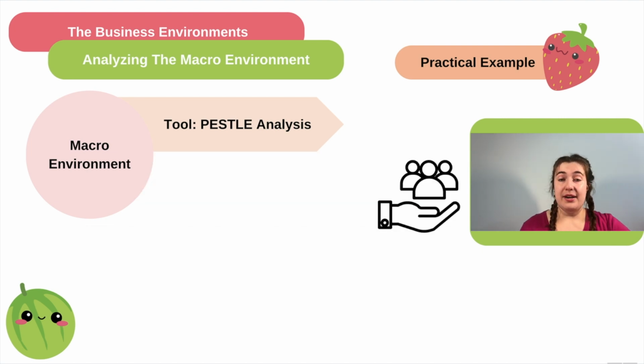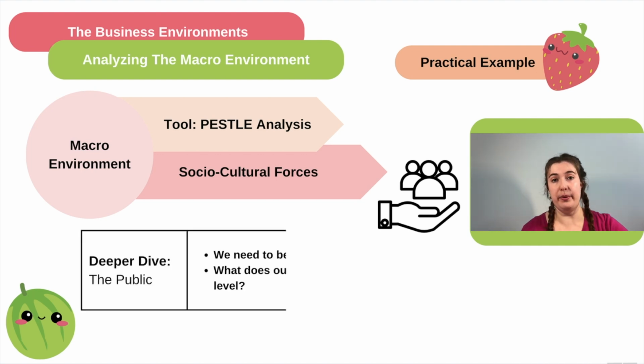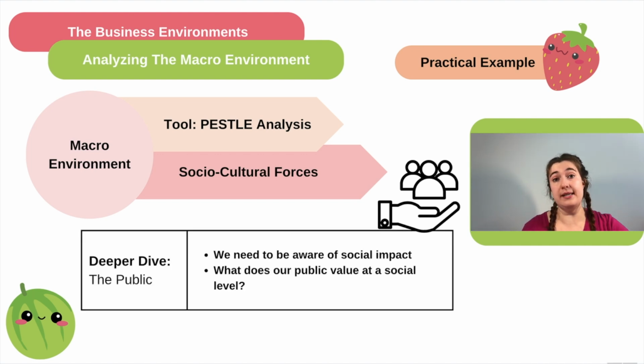Now we're going to be looking at our socio-cultural factors. So what does it mean for us? Well, we're going to be doing a deeper dive on the public. Remember how I mentioned that social impact is very important? Well, we need to be able to see what is impacting our society in general. What is it that they're valuing? Are they valuing nutrition? Are they valuing trust? What are they valuing when it comes to a business, especially one that's an organic farm?